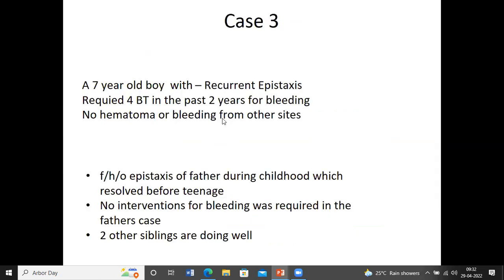Coming to the last case for today, case number 3, an older child, a 7-year-old boy, has recurrent epistaxis. This boy required about 4 blood transfusions in the past 2 years for bleeding, and there is no hematoma or bleeding from any other sites. There is a family history of epistaxis in the father, which was seen during childhood but resolved on its own by the time the father was a teenager. No interventions for bleeding were required in the father's case, but this child has 2 other siblings, and they are also doing well without any bleeding disorders at the moment.